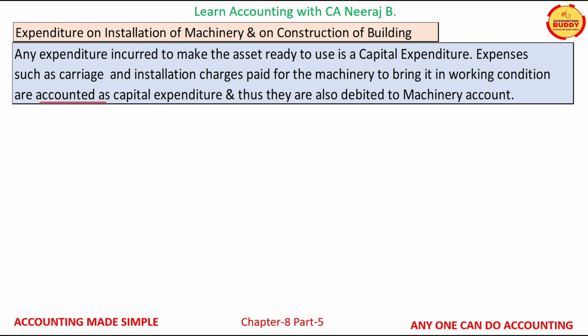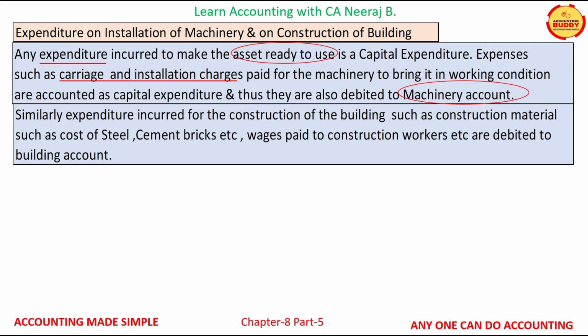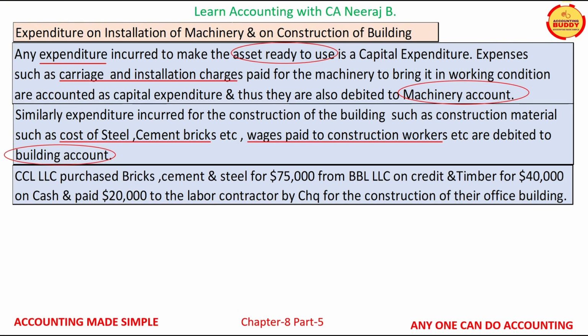Any expenditure incurred to make the asset ready to use is a capital expenditure. Expenses such as carriage and installation charges paid for the machinery to bring it to the working condition are accounted as capital expenditure and thus they are also debited to machinery account. Similarly, expenditure incurred for the construction of the building, such as the cost of construction material like steel, cement, bricks, etc., wages paid to the construction workers are debited to the building account. Let us understand this with an illustration displayed on your screens.